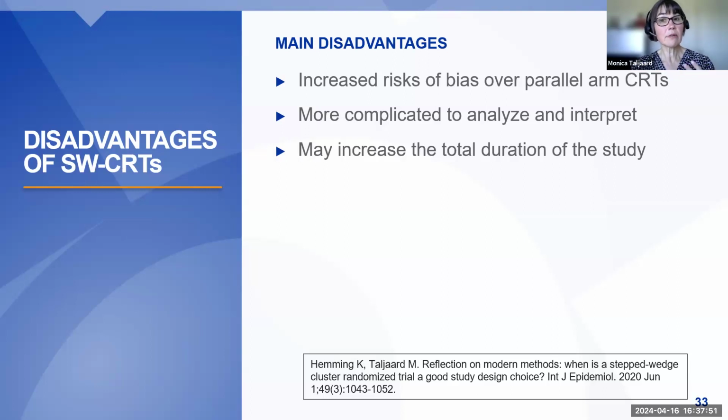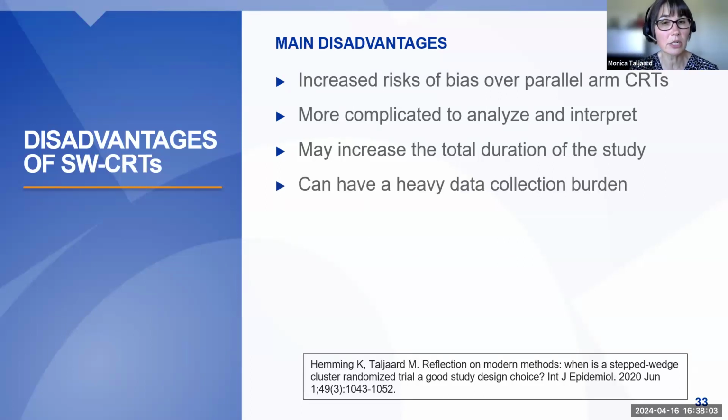This design may also necessarily increase the total duration of the study, because we have to stagger the implementation of the intervention over time, and we have to have repeated outcome measures over time. That increases the total duration of the study. And unless we have routinely collected data, this can be quite heavy in terms of data collection. The latter two may increase the risk of attrition as well. I have no empirical evidence that attrition is more common in this design, but it's possible.